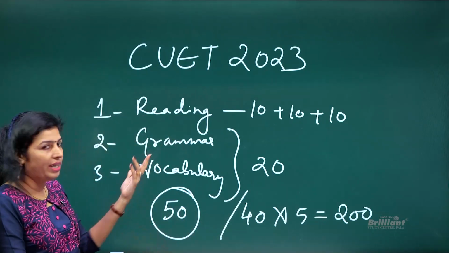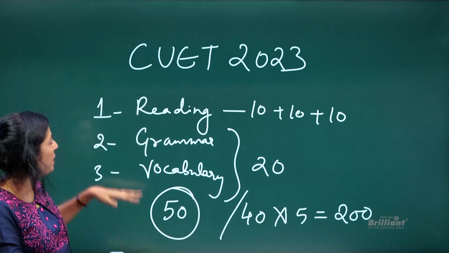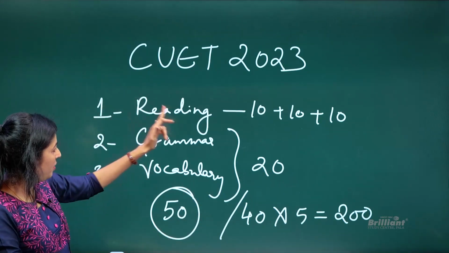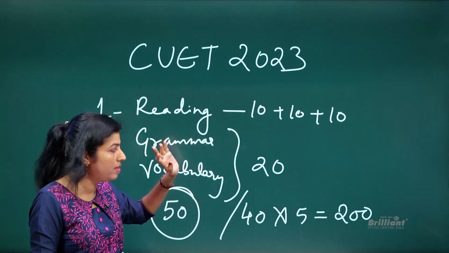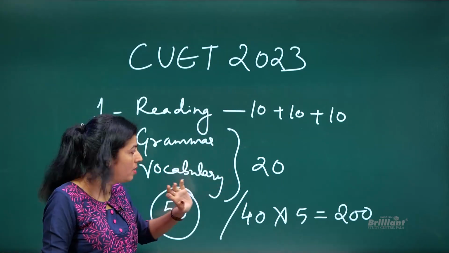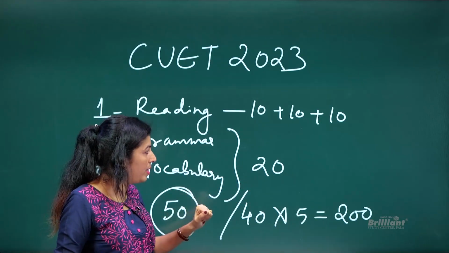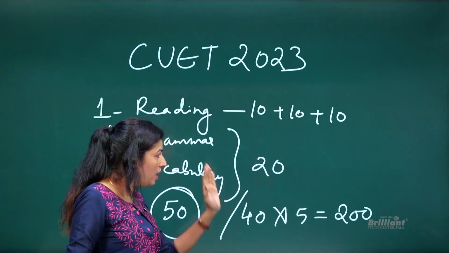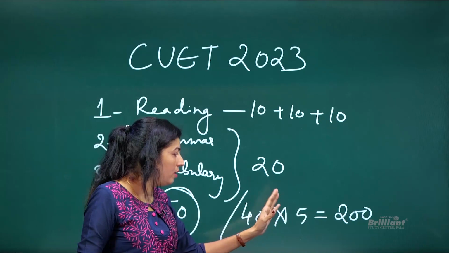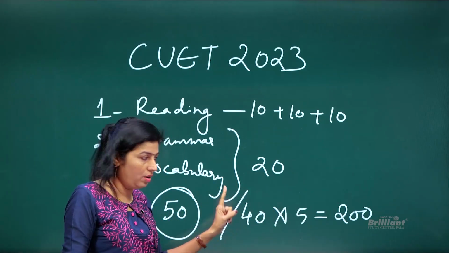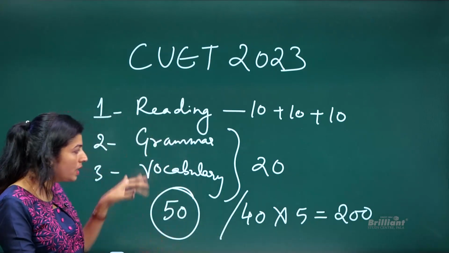For English, I don't think you will have much trouble, because it's going to be easy. That's what I believe. So this is how the structure is: reading, grammar, vocabulary. Reading itself 30 questions, since we have 3 passages, and then we have grammar and vocabulary together 20 questions, and that is how it becomes a total of 50, out of which you have to attend any 40, with each question carrying 5 marks, and a total of 200 marks. Okay, this is the structure.